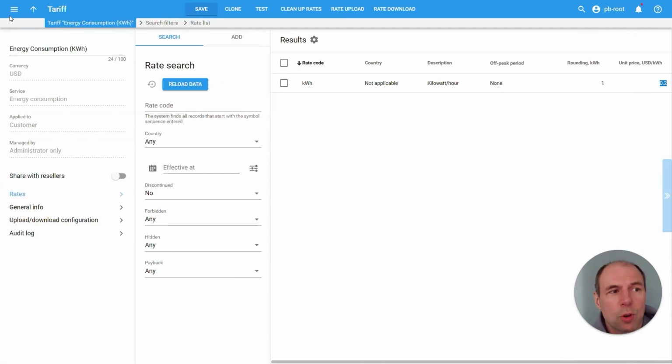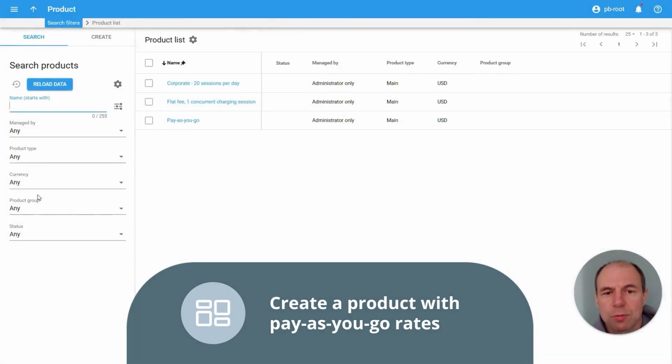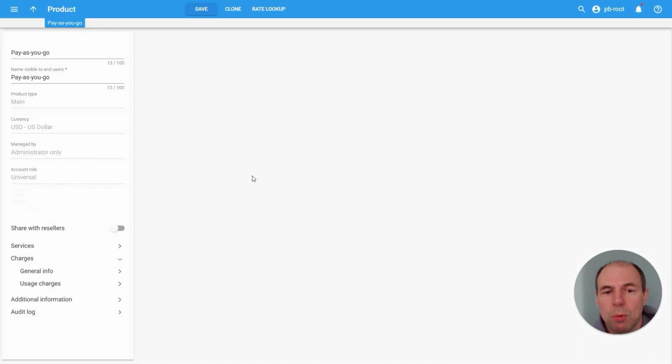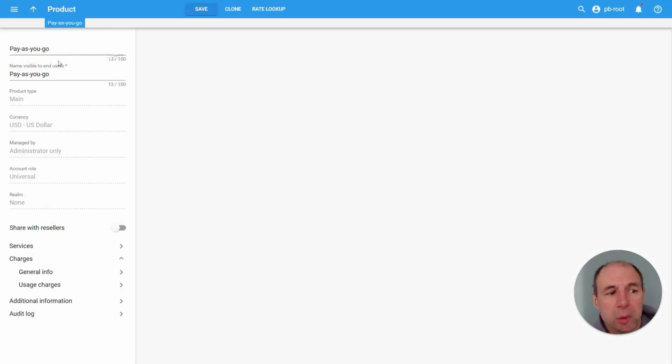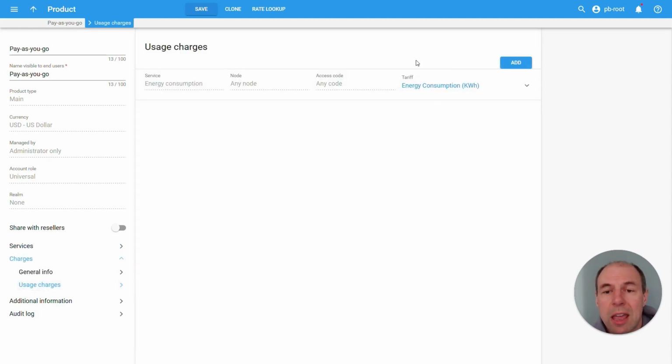And then for our first very basic scenario, pay as you go, this is pretty much all that I need. I have a product called pay as you go, and that product includes the service we just saw, and I attach a tariff, which we have also just seen. I attach it here. So I'm saying when a customer uses the service, this is how they are going to be charged.